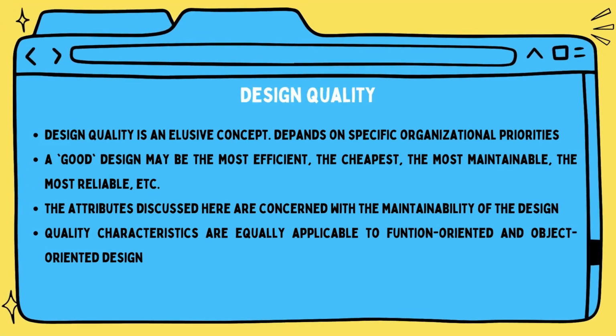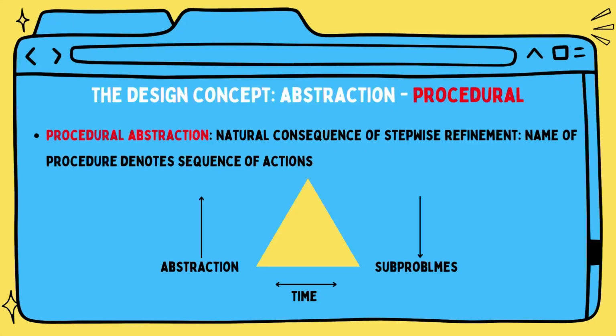Quality. Design quality is an elusive concept that depends on specific organizational priorities. A good design may be the most efficient, the cheapest, the most maintainable, the most reliable, etc. The attributes discussed here are concerned with the maintainability of the design. Quality characteristics are equally applicable to function-oriented and object-oriented design.